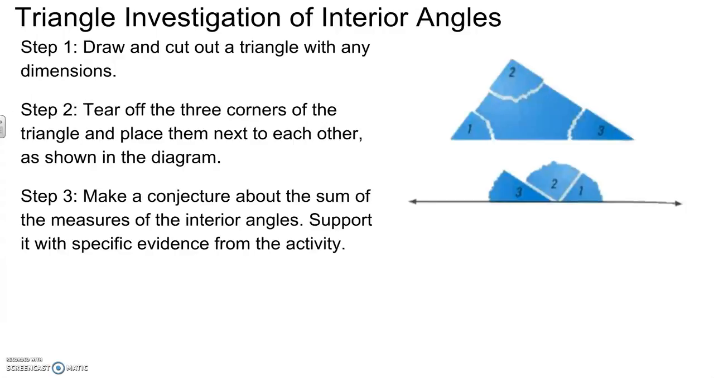Here's a little investigation of interior angles. I want you to draw and cut out a triangle with any dimensions. Tear off the 3 corners of the triangle and place them next to each other as shown in the diagram. So make sure that you label those corners 1, 2, and 3 before you tear them off. Make a conjecture about the sum of the measures of the interior angles and support it with specific evidence from this activity. So you see, as you go from this first diagram to the second diagram, you should be able to line these up on a straight line. What would that tell you?